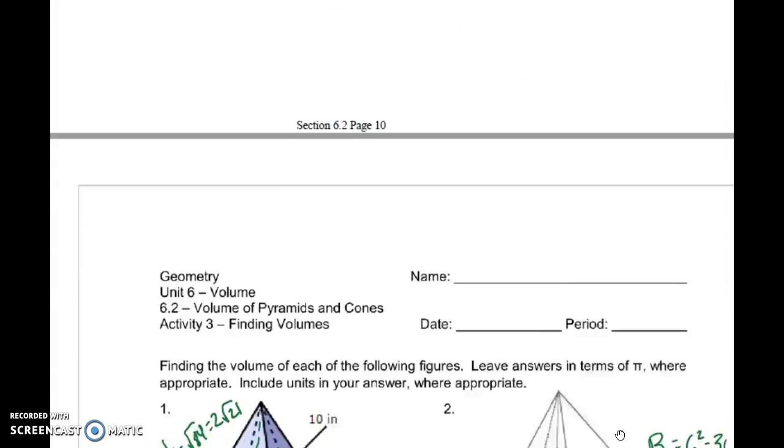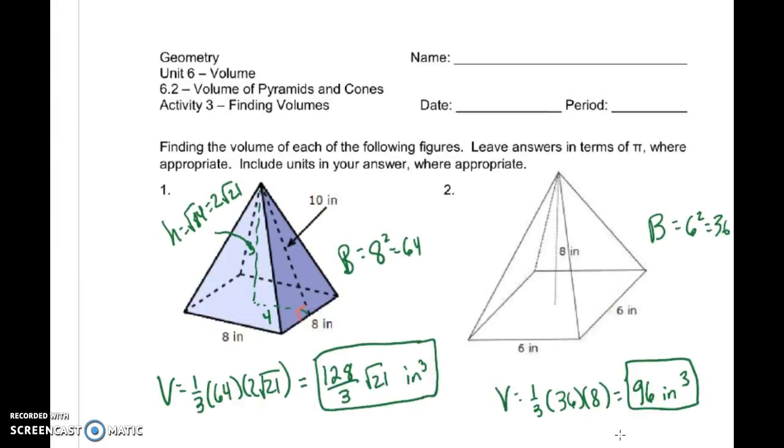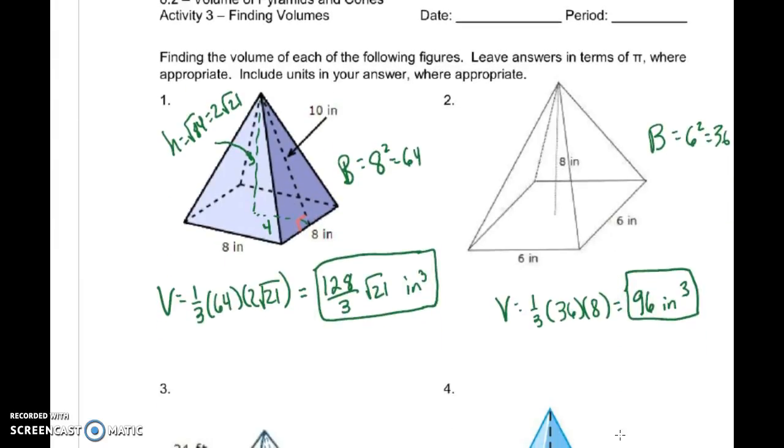So let's put this into practice. Now that we know that the volume is 1/3 the area of the base times the height, let's take a look at a problem like number 2, where we give you the dimensions of the base and the height, and we actually want you to calculate the volume of it. So the way to do this is you're going to calculate the area of the base first. In this case, it's 6 squared, 36. And then the volume of that is 1/3 the area of the base times the height, which in this case is 8.